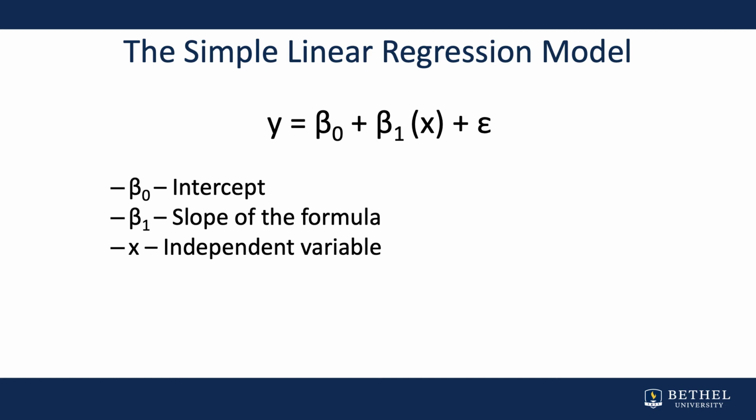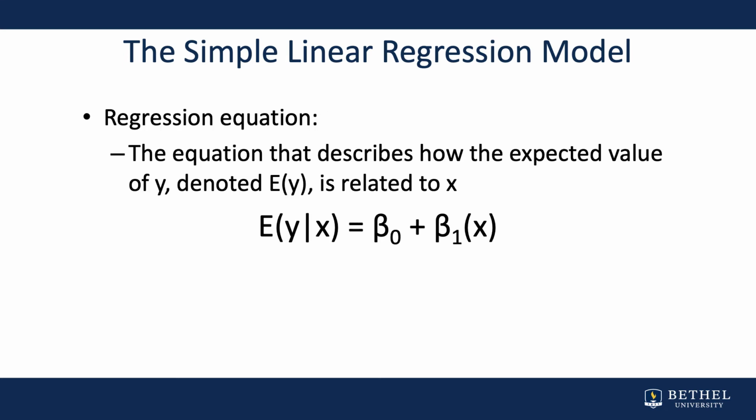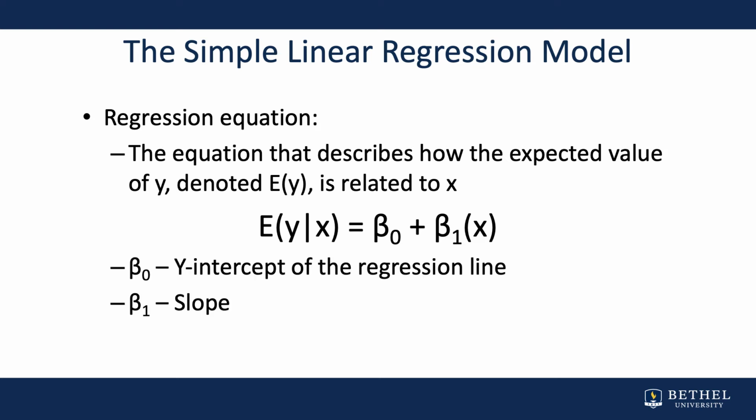You multiply that times the independent variable of x. And then, of course, the E, which is the error, represents how much error there is between what you're predicting versus what the actual value is. So if we look at the regression equation, the equation describes how the expected value of y, denoted E of y, is related to x. So the expected value in a regression equation is simply the intercept, beta sub 0, plus beta sub 1, which is the slope, times the independent variable of x.